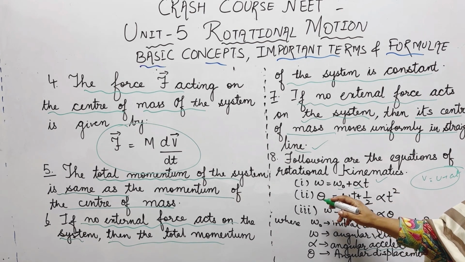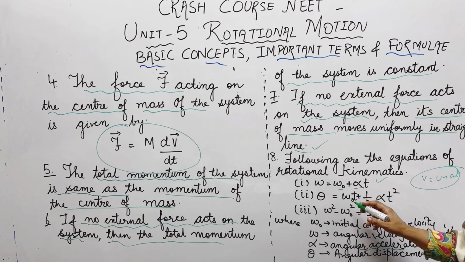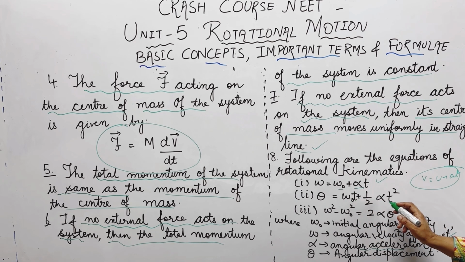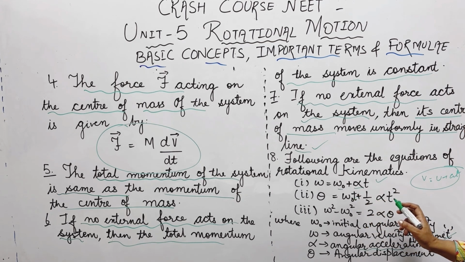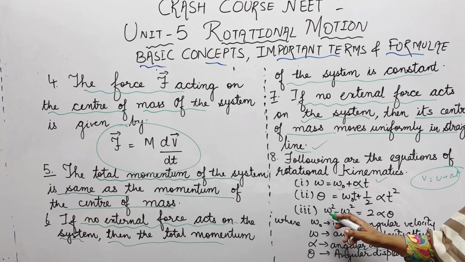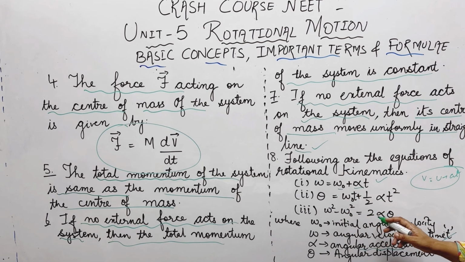The second equation is theta equals omega naught t plus half alpha t square. This is just similar to s equals ut plus half at square. Then the next equation is omega square minus omega naught square equals 2 alpha theta. Again, it is similar to v square minus u square equals 2as. So these are in terms of rotational kinematics.